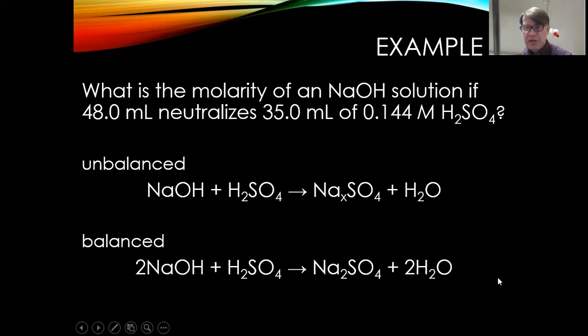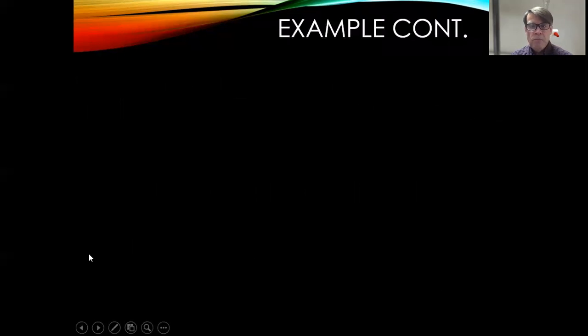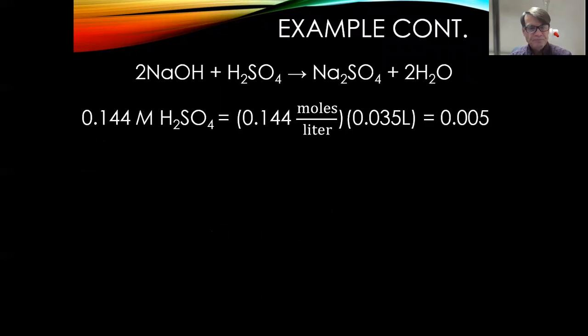Everything evens out now. It's a balanced equation. 2 sodiums here, 2 sodiums here. I've got 2 plus 4, 6 oxygens, and 2 plus 4, 6 oxygens. 2 hydrogens plus 2 hydrogens, I've got 4 hydrogens. So here's the nice balanced equation. All right, to be continued.